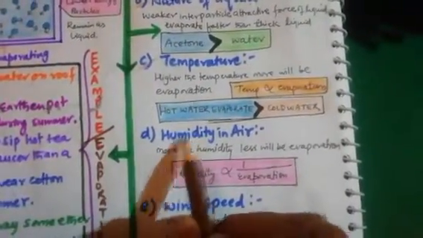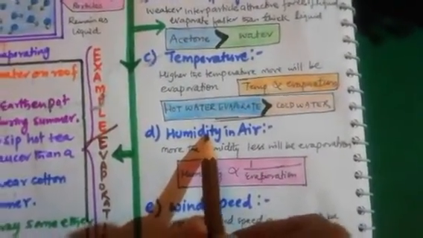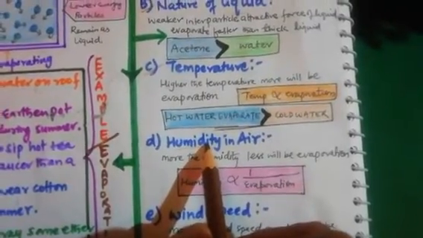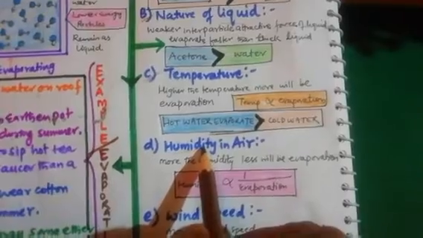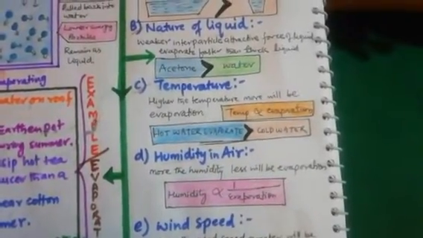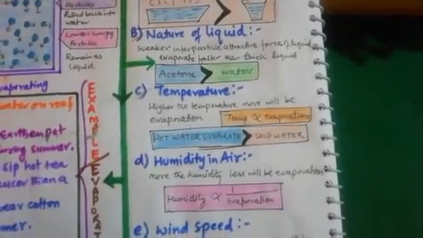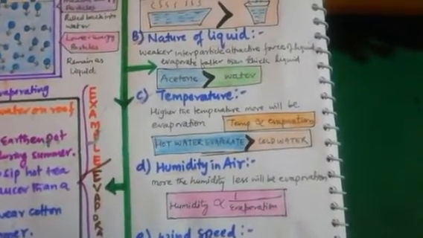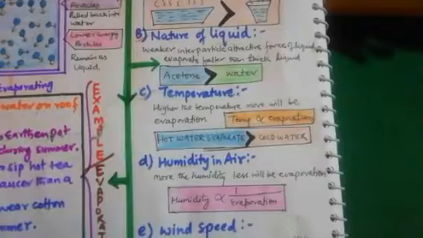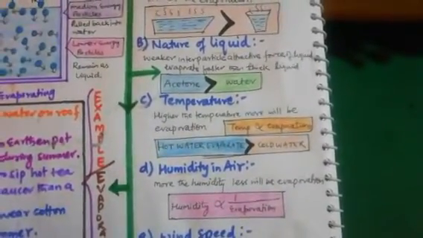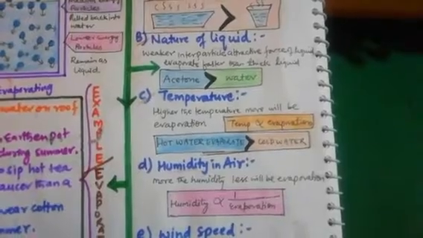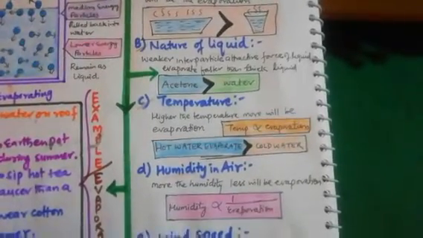Fourth is humidity. Do you know what the meaning of humidity is? Yes, the air that is around us contains water vapor. During the rainy season, you can see the humidity is more. The amount of water vapor present in the air is referred to as humidity. The air cannot hold more than a definite amount of water vapor at a given temperature. Try to understand this line: at a given temperature.